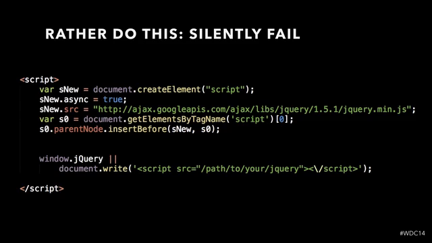Rather do this. So this piece is, again, the piece that we went through, the asynchronous solution. So see if Google CDN is working, and if not, then have your fallback and have your local jQuery version in there with the bottom script tag.